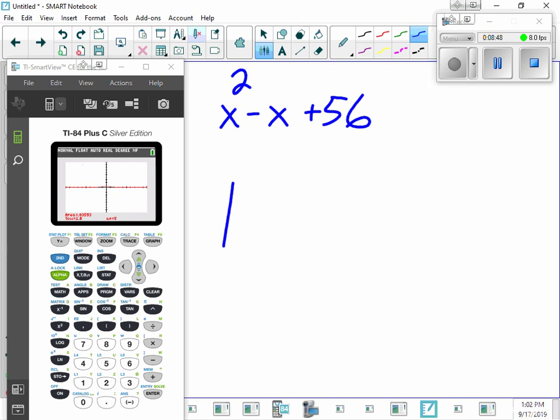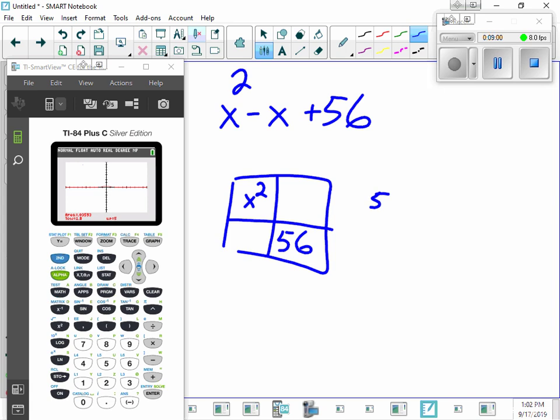Draw the box. I get x squared and 56. What's the next step? Multiply those together. 56x squared. Then I write down all the factors. 1 and 56, 2 and 23, 4 and 14, 5 and 6 don't work. So 7 and 8.